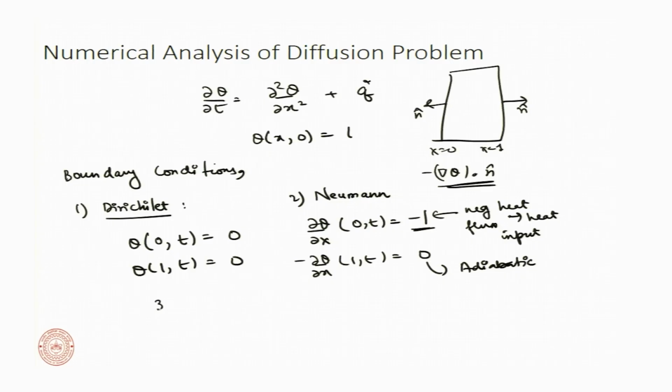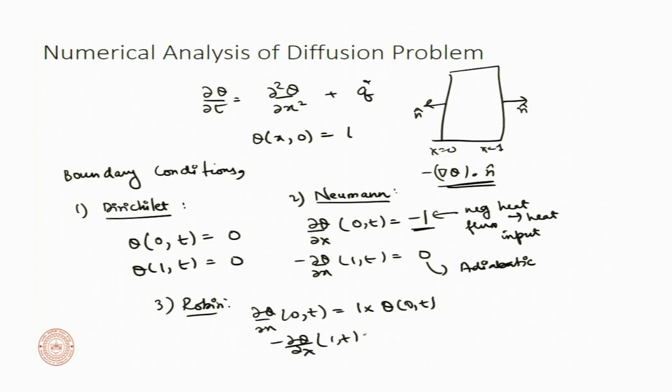And our third type of boundary condition will be our Robin boundary condition. So Robin boundary condition will be mixed, right. So del theta by del x at 0 comma t is equal to some Biot number times theta. So Biot number, let us take as 1, times theta at 0 comma t, and minus del theta by del x at 1 comma t equals, say, some Biot number. Let us take the first one as 1 and the second one as 0.5.